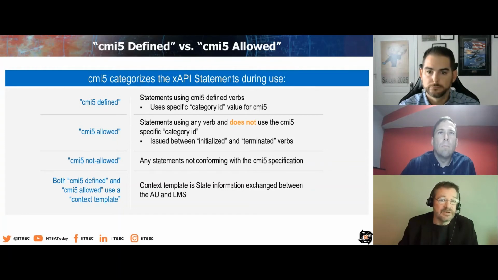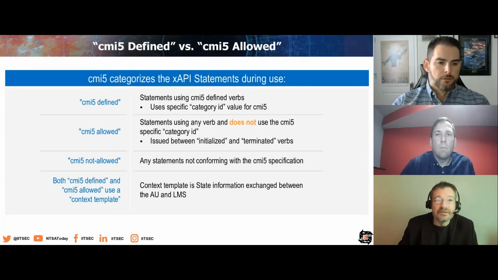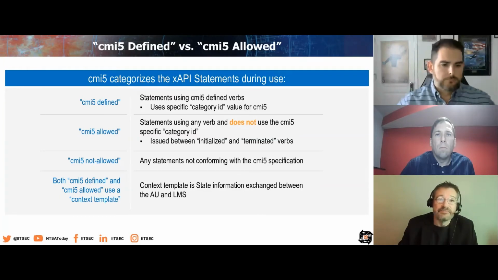cmi5 allowed statements, on the other hand, can use any verb, including one of the 9 cmi5 verbs. An example might be a cmi interaction. So if you give a test during your content, you would want to write the results of each question using a cmi interaction type of statement. You can also use this for attempts, as I mentioned. For example, you can write failed, failed, failed, then passed if you allow that many attempts in your session. And it can all be cmi5 allowed statements, and that's perfectly fine.